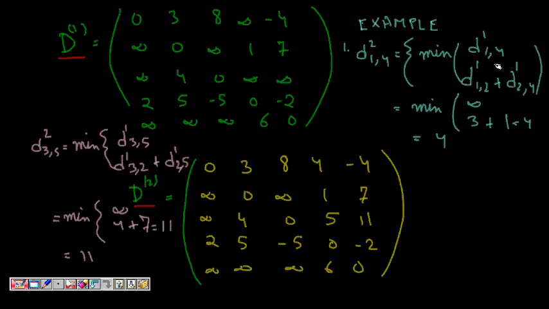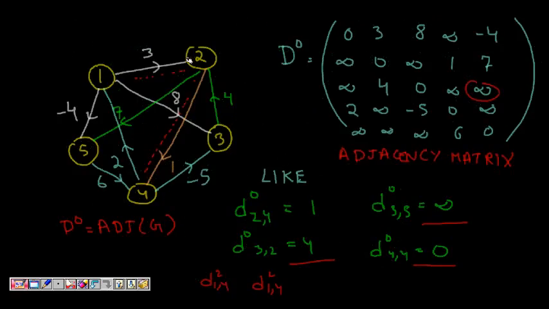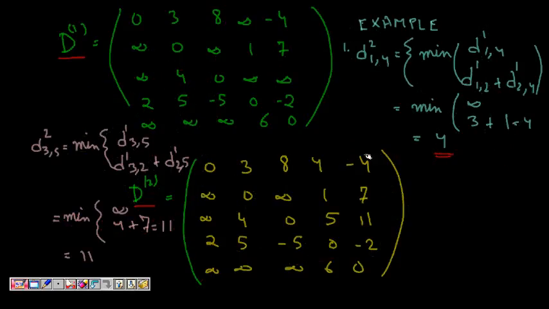So if we see, D1,1,4 is this one, so 1,4 is infinity. D1,2 in this one is 3, and D2,4 is 1. So we see that this comes out to be 4, and this is infinity. So the minimum of them is 4, which we see that when we go from 1 to 4 using just nodes 1 and 2, the minimum will be 3 plus 1, which is 4. So that looks fine. So similarly, let's try to calculate one more.